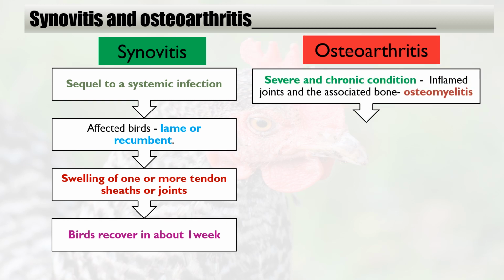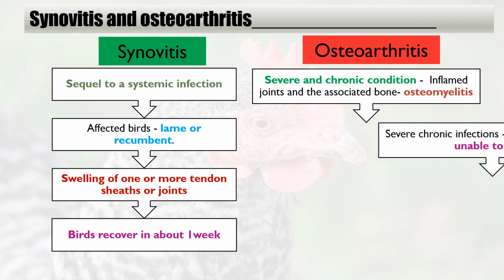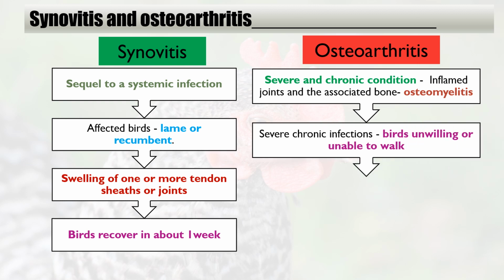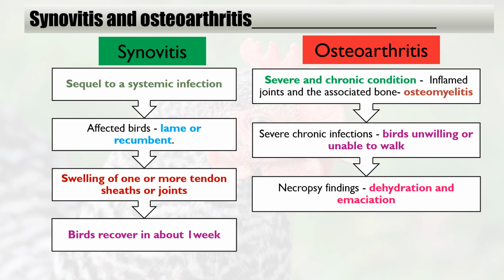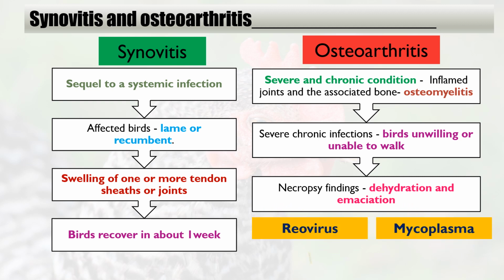Osteoarthritis is a more severe and chronic condition where the joint is inflamed and the associated bone has osteomyelitis. These severe chronic infections make birds unwilling or unable to walk. Necropsy findings often include dehydration and emaciation. Synovitis arthritis may also be caused by Reovirus or species of Mycoplasma, Staphylococci, and Salmonella.